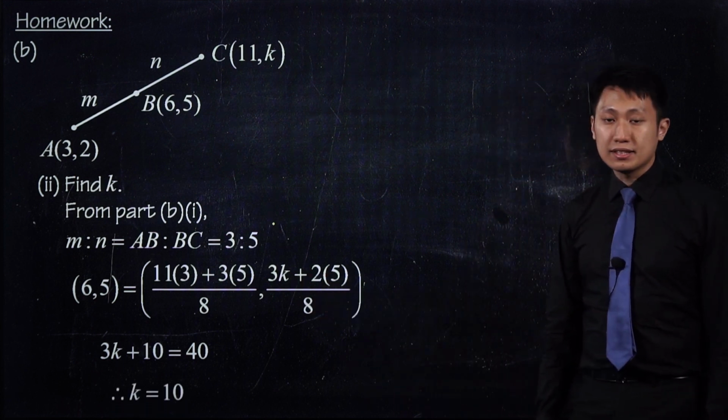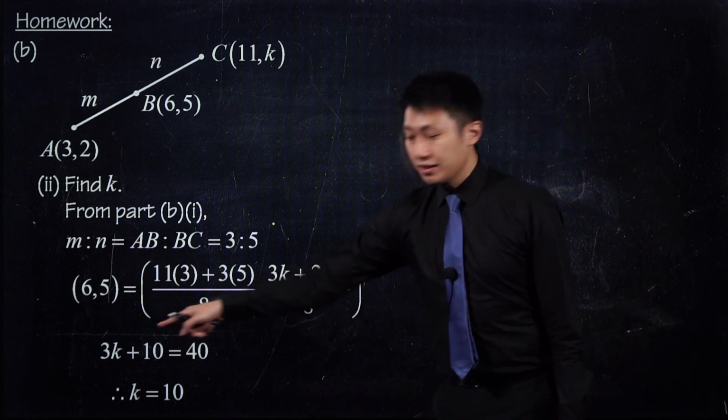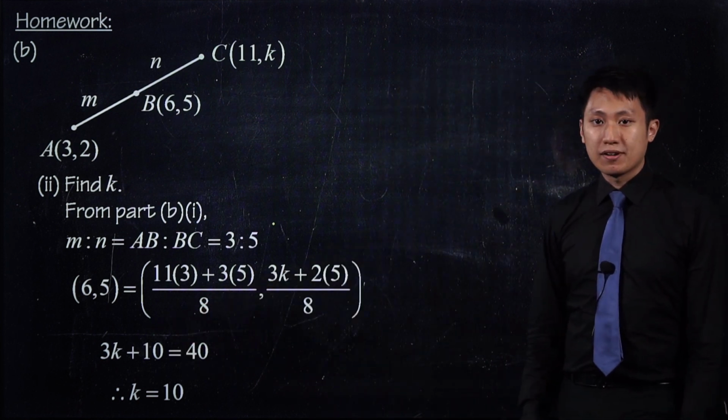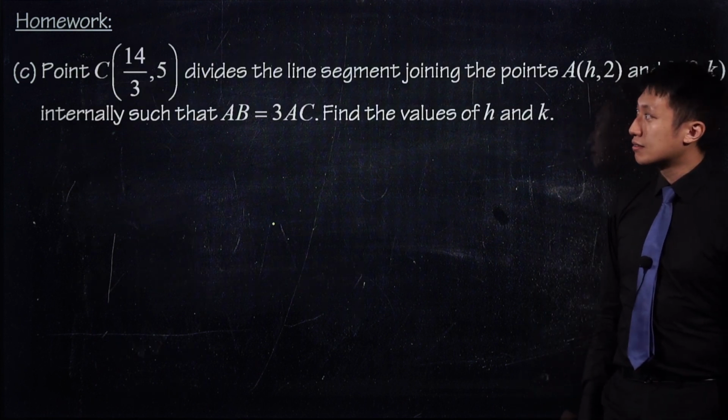So k is just equal to, oops, yeah, k equal to 10. Because 3k is equal to 30. So k is equal to 10. All right, no problem. Okay, last.